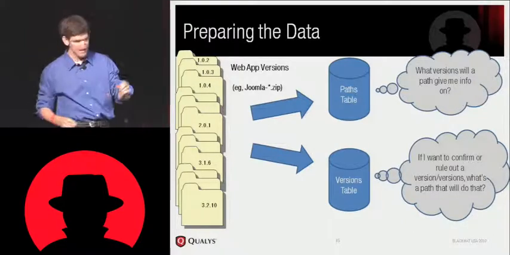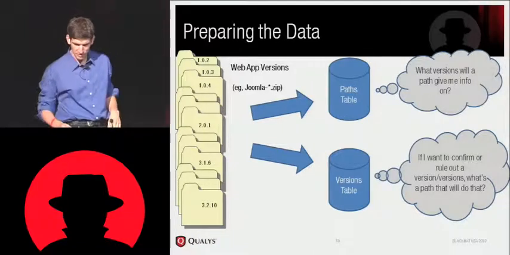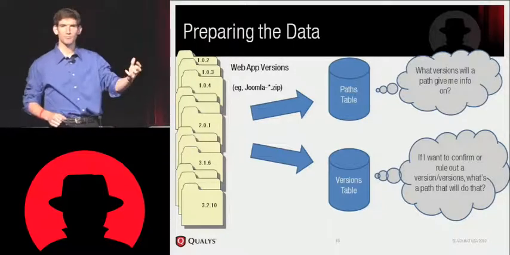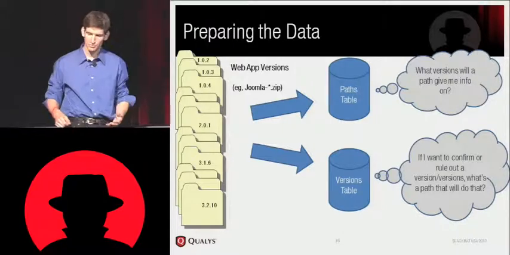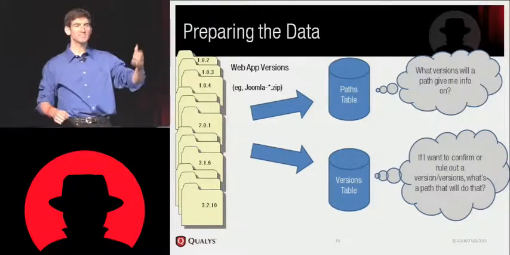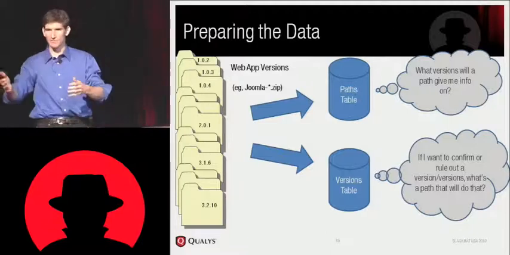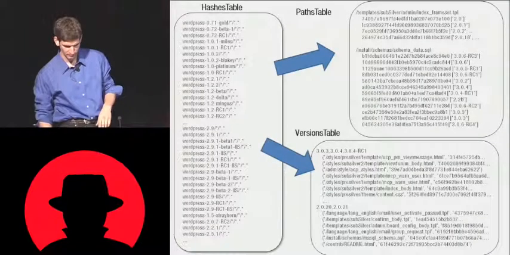The other side is the versions table, which is the exact same data grouped slightly differently, that we use if we want to confirm or rule out versions. We've done some fingerprinting, we've got it down to, we think it's version 3.1 or it's version 3.2. Hey, versions table, what's a file that can help break this tie? What's a file that will give me deeper information once I've got a small set of versions?